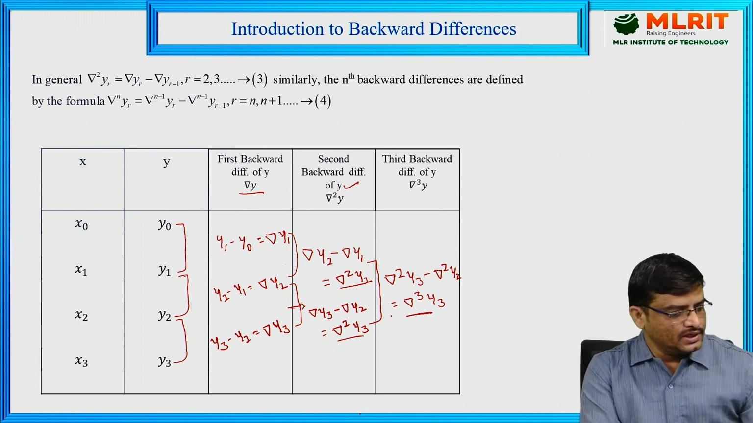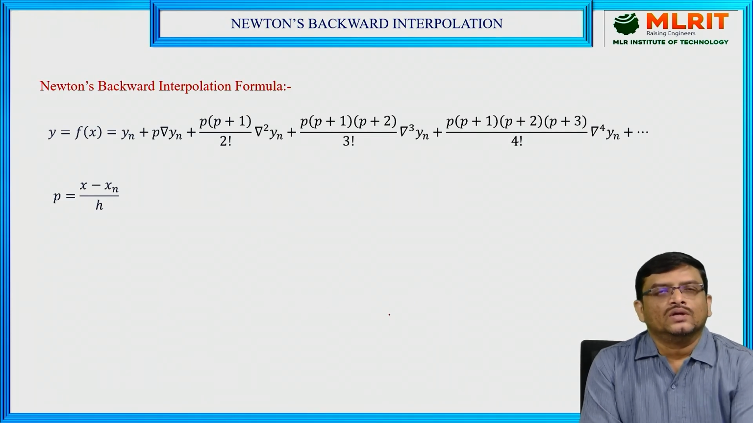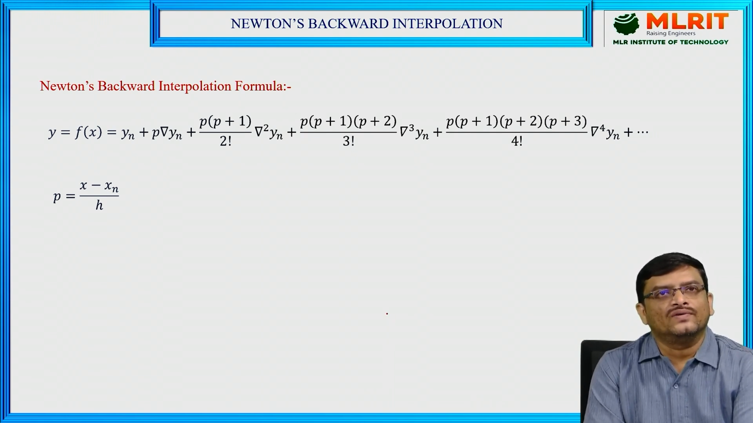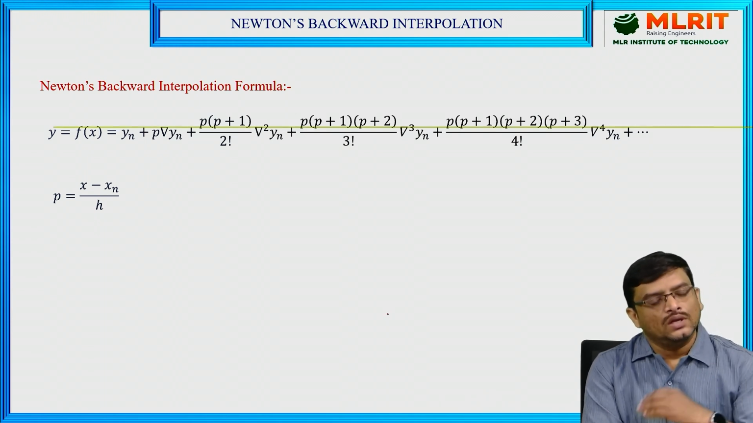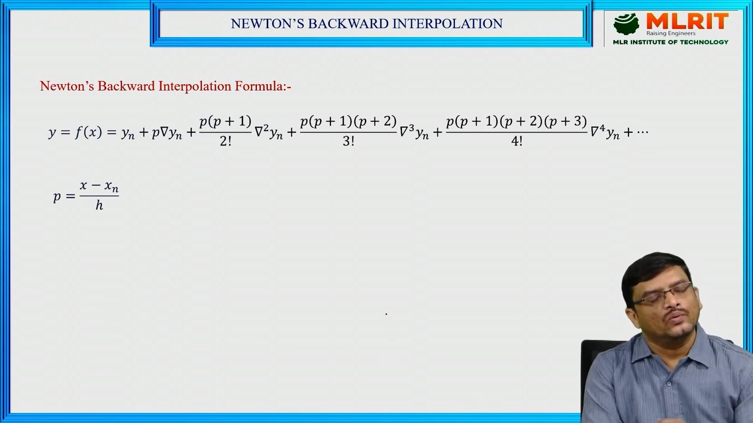Now let us take the formula. By using this backward difference table, we have a standard formula, which we call Newton's backward interpolation formula. Now we will see when we have to apply this Newton's backward interpolation formula.